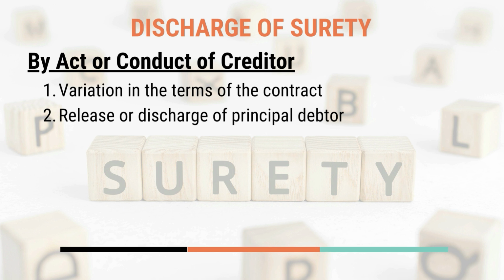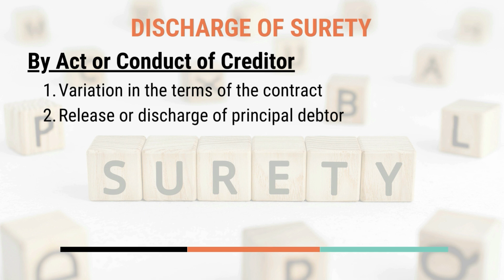Second is release or discharge of the principal debtor. So whenever the principal debtor is discharged or released, then automatically the role of surety is over. Release or discharge means the debtor's role is over. So when the role of the debtor is over, then the role of surety is automatically over.